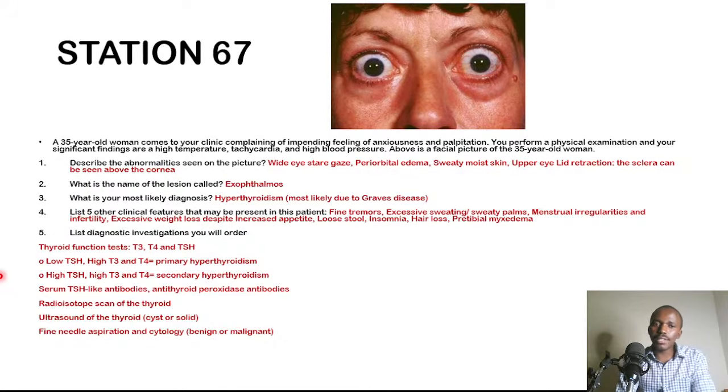And of course investigations you want to order, your thyroid function tests, your T3, T4, TSH. You should be able to distinguish between primary hyperthyroidism, meaning that the problem is within the thyroid gland, or secondary hyperthyroidism, meaning that the problem is most likely outside the thyroid gland, most likely in the pituitary gland. Also, you order for some antibodies like your serum TSH-like antibodies, your antithyroid peroxidase antibody. You can also order for an ultrasound to check whether it's a cyst or a solid, fine needle aspiration, and cytology to check whether it's benign or malignant.